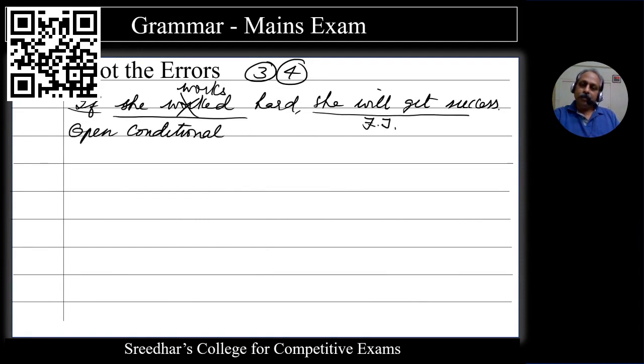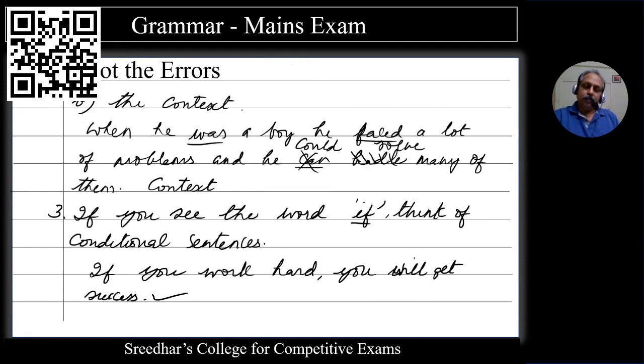She will get success. Main clause in future tense. It is open conditional. And what are the two tenses that go with open conditional? Main clause in future tense and if clause in present tense. This is how you have to do it. This is strategy number 3.